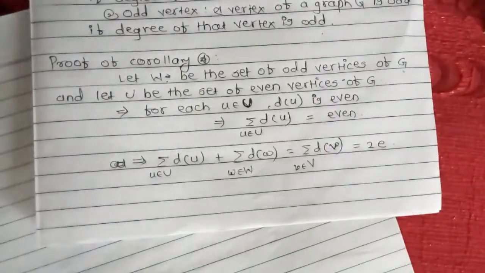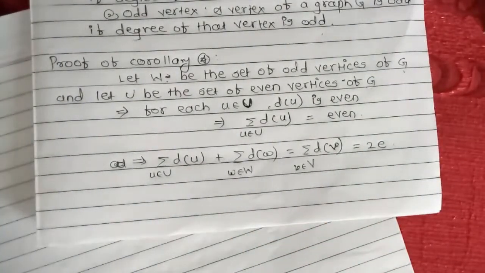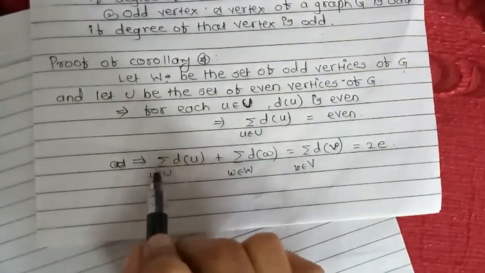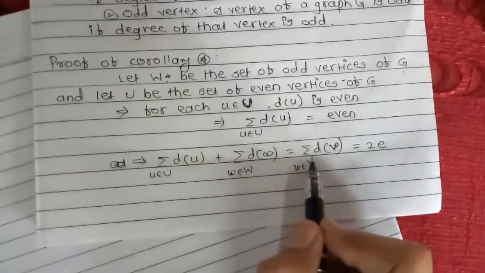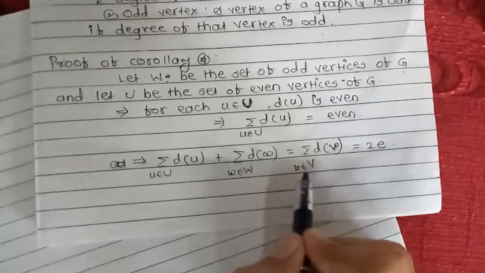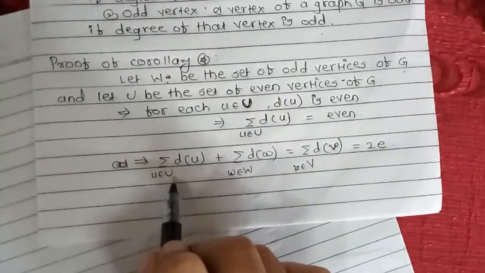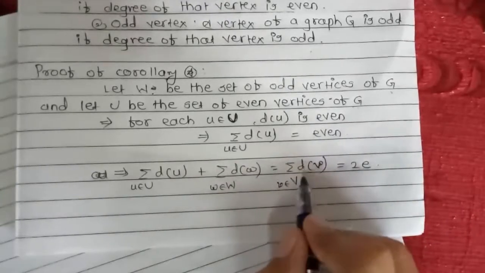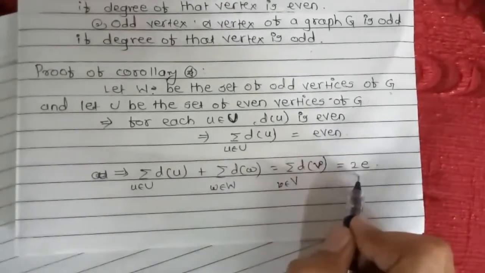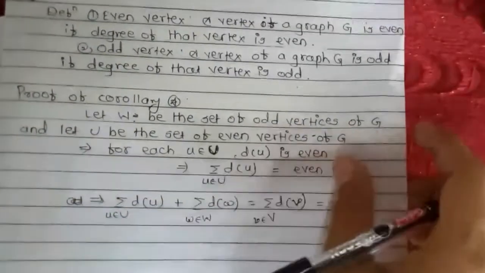That means the total set of vertices in graph G is U union W. That means summation of degree of u plus summation of degree of w is equal to summation of degree of v. Here v belongs to V, w belongs to W, and u belongs to U. And we know that by the handshaking lemma, the summation of degree of v for v belonging to V is equal to 2 times the number of edges in graph G. Right?